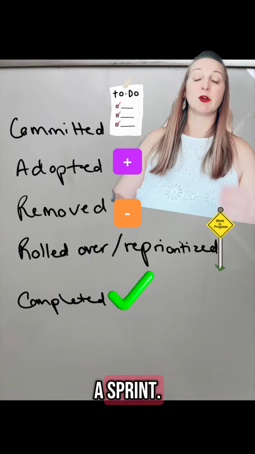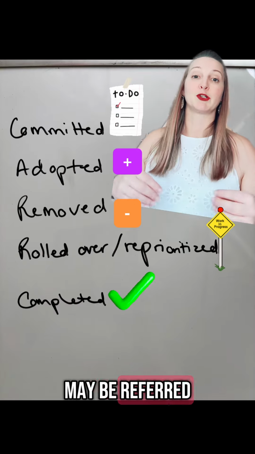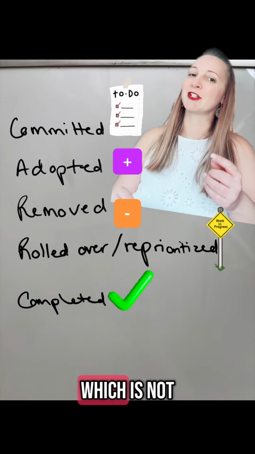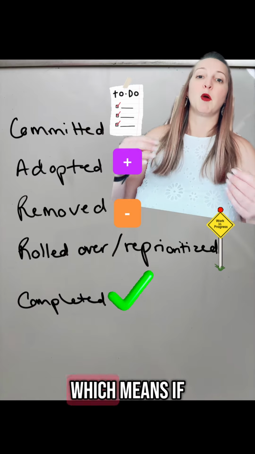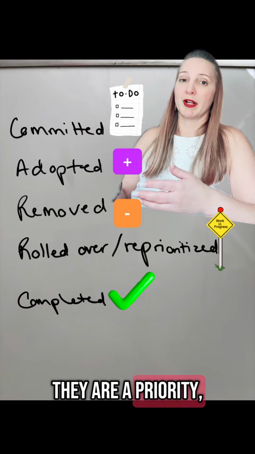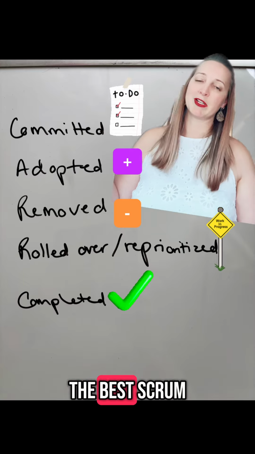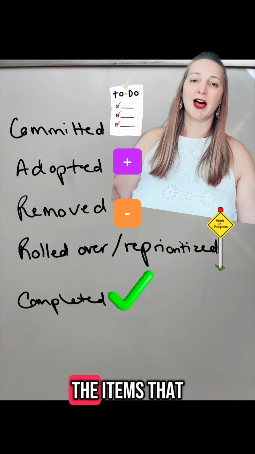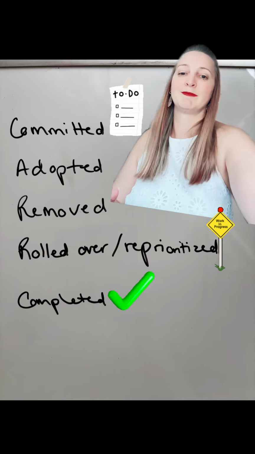At the end of a sprint, when we close a sprint, the things that are not completed may be referred to as rolled over. Some people just automatically move them to the next sprint, which is not best practice. It is best practice to reprioritize them, which means if they are a priority, they go to the next sprint. If they are not, they go to the general backlog. The best Scrum trainers will say that they should all go to the backlog. The items that we did get to done are considered completed or done.